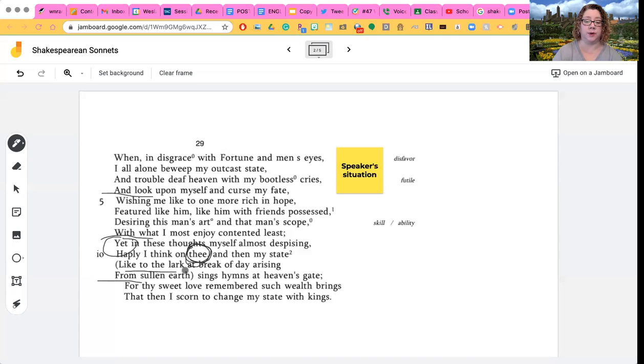The lark is a morning bird. It sings in the morning. So he now, instead of heaven being deaf, there are hymns being sung at the gates of heaven. So there's a shift there.